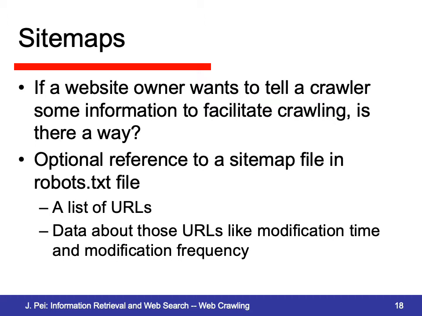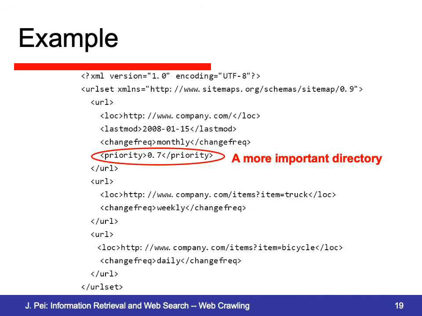Crawling is not a one-sided business. For example, let's look at this specific example. We have the priority attribute here, which tells a crawler the priority of this subdirectory within this website. And it can show to the crawler this is a more important directory. So a web crawler using this information can prioritize its crawling activities.